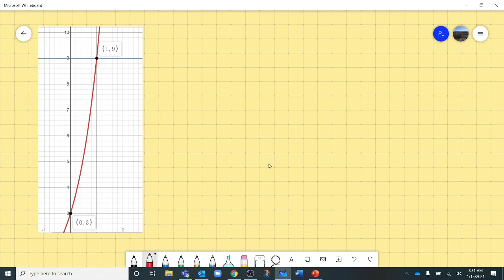We are going to look at finding our exponential equation function using a graph. Really, it's the same thing as using a table.